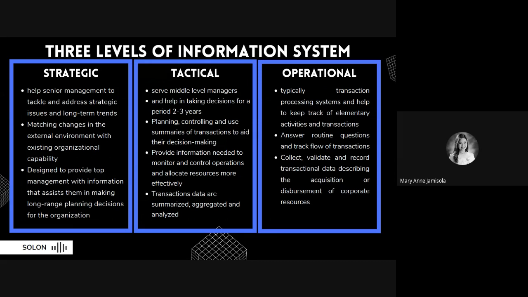So, thus, each type of information system serves the requirements of a particular level in the organization, providing the needed basis for decision making. So, again, the strategic level is to help the top management. Tactical level is for the middle management, and then operational level is of help to the supervisory level of the management.